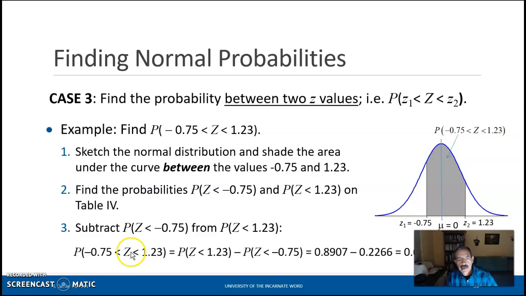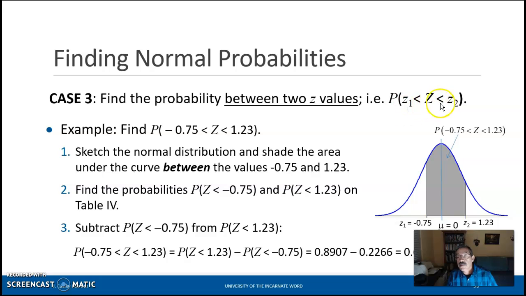So the probability that the random variable z is between minus 0.75 and 1.23 is equal to the probability that the random variable is less than 1.23, which is a bigger probability, 0.8907, minus the probability that z is less than 0.75, the smaller probability. So if I subtract these two numbers, I get 0.6641.